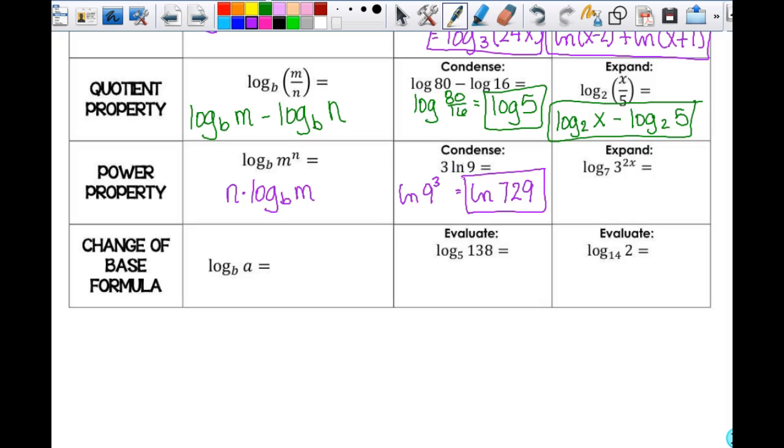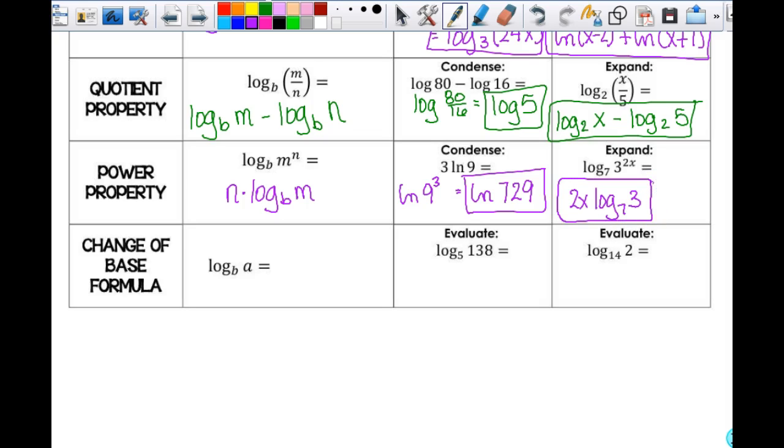All right. So then I have log base 7 of 3 to the 2x power. So this is my exponent. It gets to come out in front, and so I get 2x times log base 7 of 3. And that's the best I can do there. Okay.